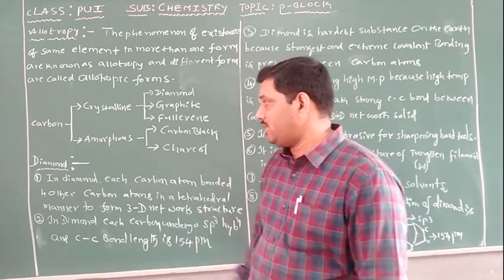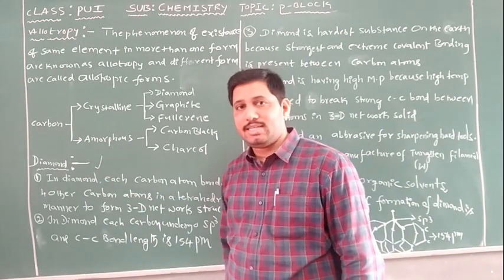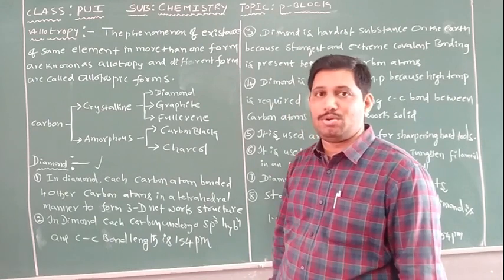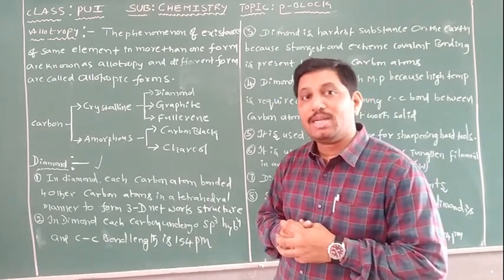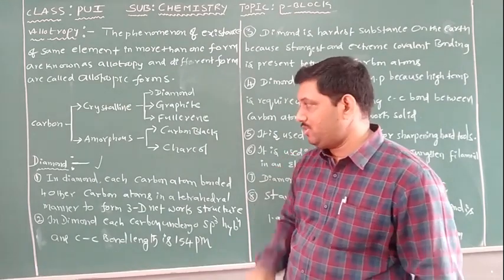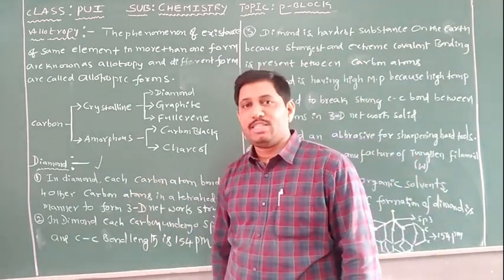Okay, students. Next one, diamond. We are discussing one by one: diamond, graphite, fullerene, carbon black and charcoal. The first allotropic form is diamond, which is used in jewelry, very famous diamonds. Here are some points, students, we are discussing one by one.